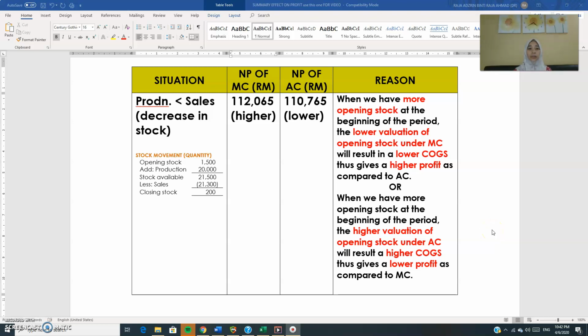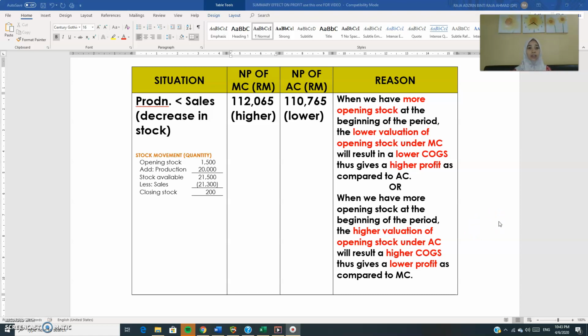Now I will continue with situation 3, or scenario 3, whereby your production is less than sales. In this case, you can see from the statement of profit or loss, statements number 5 and 6, the net profit reported under MC is 112,065 and the net profit reported under AC is 110,765. In other words, the net profit reported under AC is lower compared to the reported profit under the marginal costing approach. So, what do you have in situation 3?